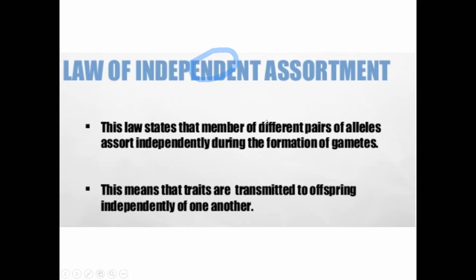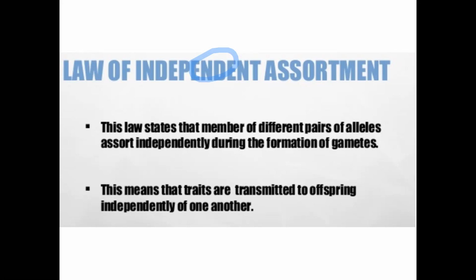Okay, this law states mainly what are the things we want to assort. The law states that members of different pairs of alleles assort independently during the formation of gametes. This means that traits are transmitted to offspring independent of one another. Okay, there are traits which are transmitted from one offspring to another, and they are not dependent on anything else. Okay, these are the three laws of Mendel you need to understand.